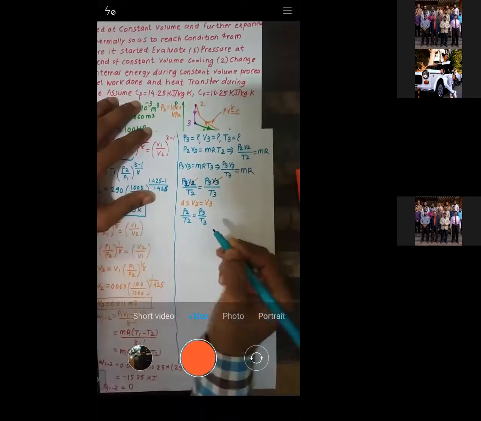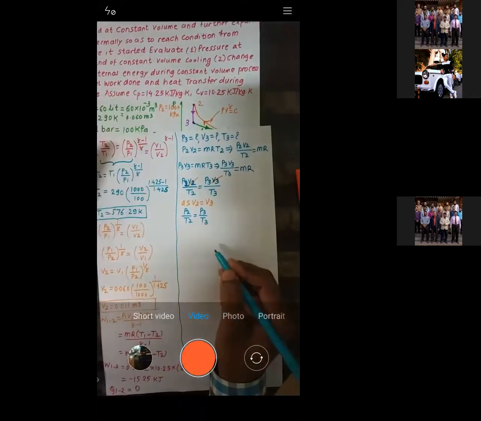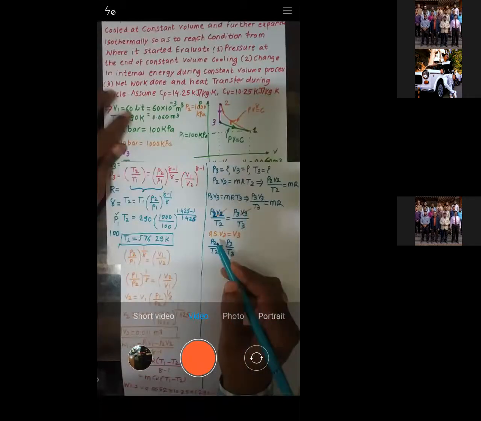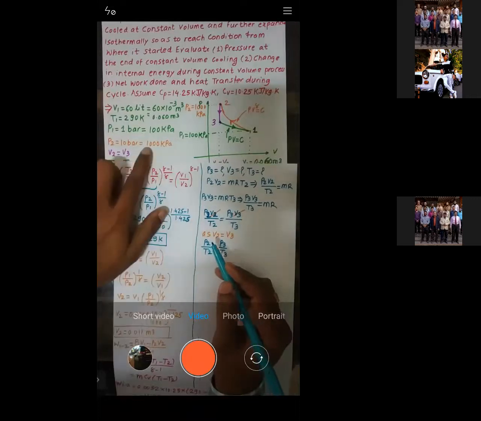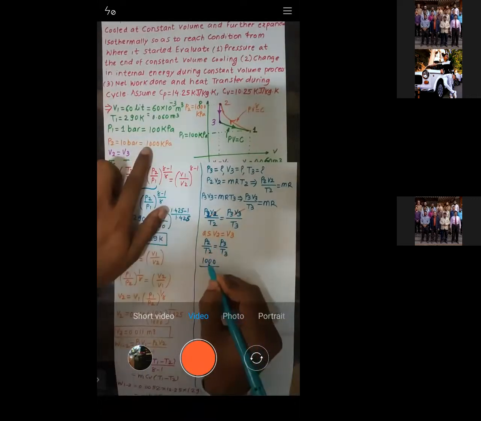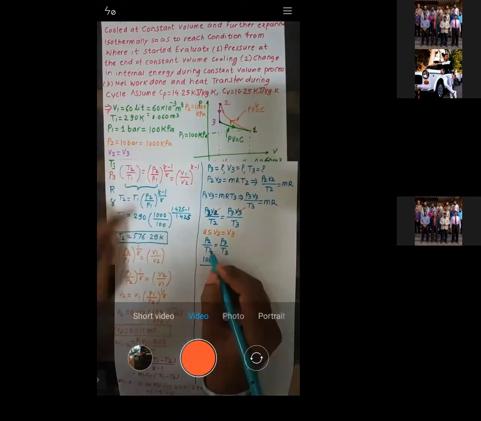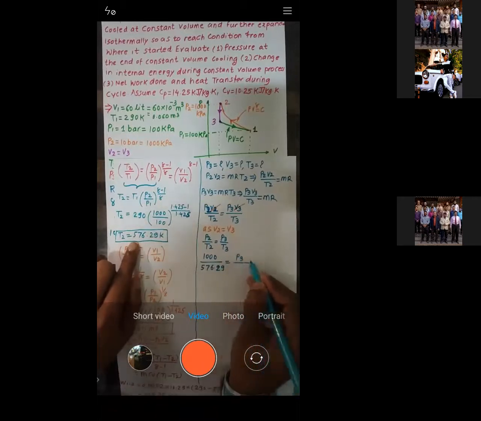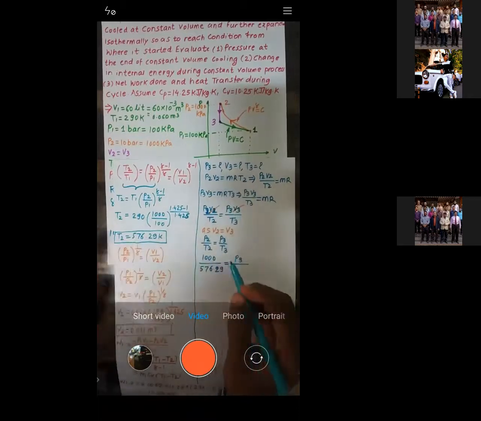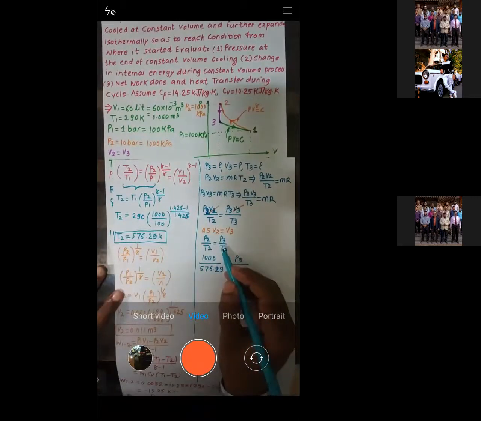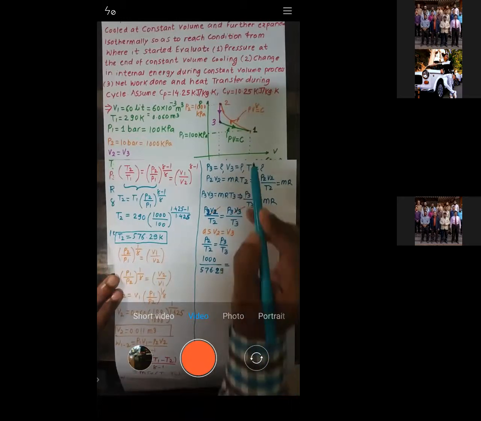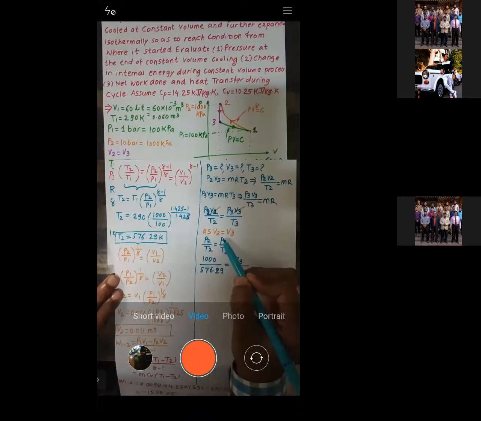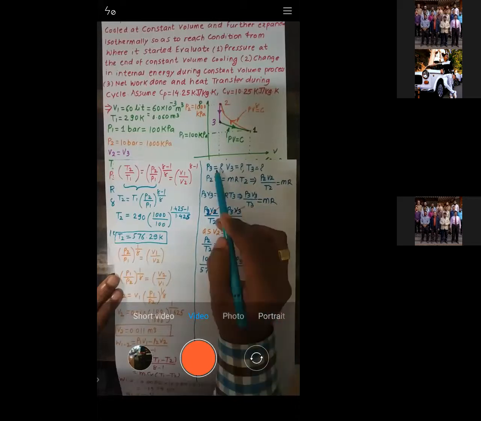Now let's put the values. What is the value of P2? It is already mentioned in the problem: 1000. P2 is 1000 upon T2, which we have calculated as 576.29, is equal to P3, which we are supposed to calculate. We want P3, but T3 is again unknown. P3 and T3 both are unknown. Single equation, two unknowns. Can we solve? Can anybody guess what to do now?